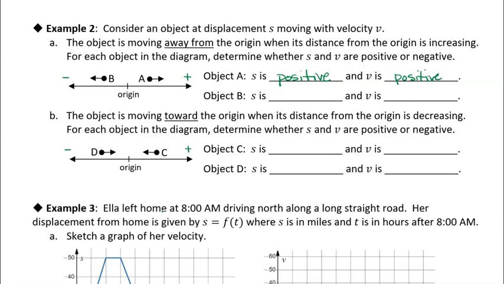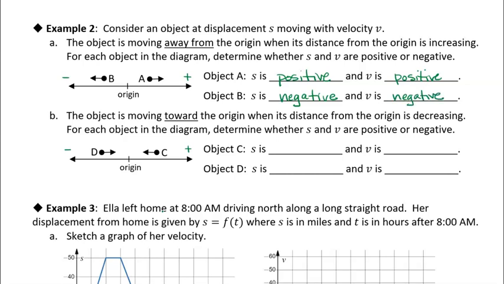Now, object B is to the left of the origin. And so the displacement would be negative, right? We would use a negative sign to indicate the direction of the object from the origin. And it's also moving to the left, so we would say its velocity is negative also.